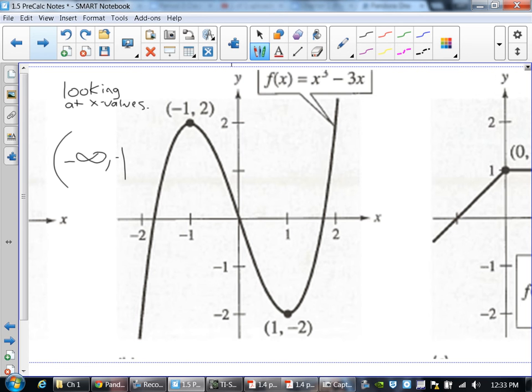Yes, ma'am. So you use soft brackets because it's over, circle. No. What's happening here is that it's negative infinity. Are you ever going to get there? No. So there's no hard cap. Okay. Yeah, so it's increasing from negative infinity to 1.